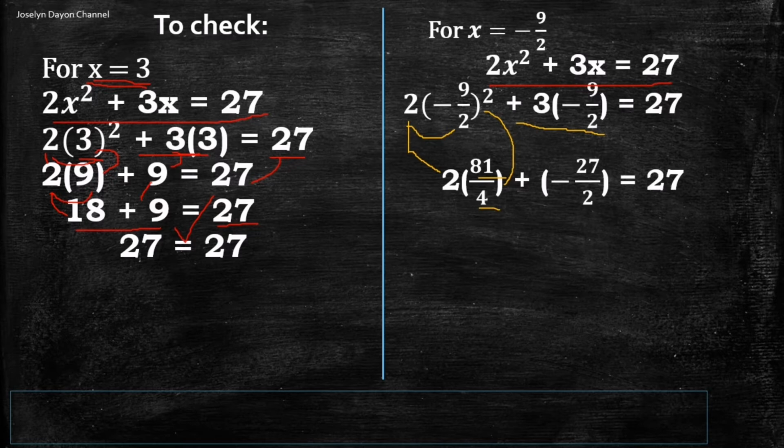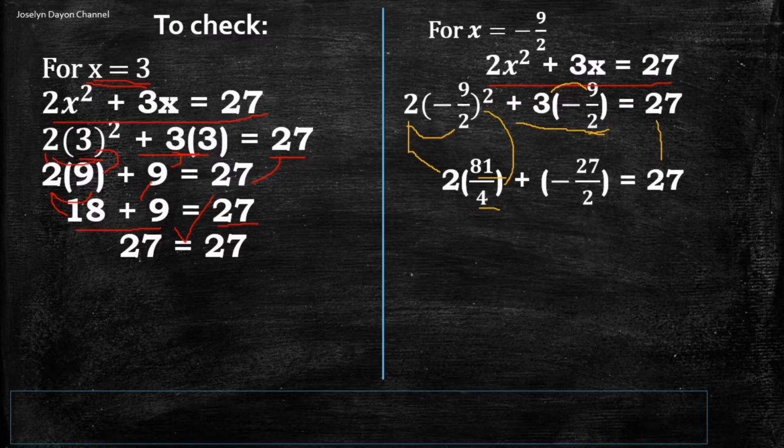Next, multiply 3 times negative 9, that is negative 27. Then you copy the denominator 2. Then you have 27 on the right side of the equation. Next, 2 times 81 over 4.